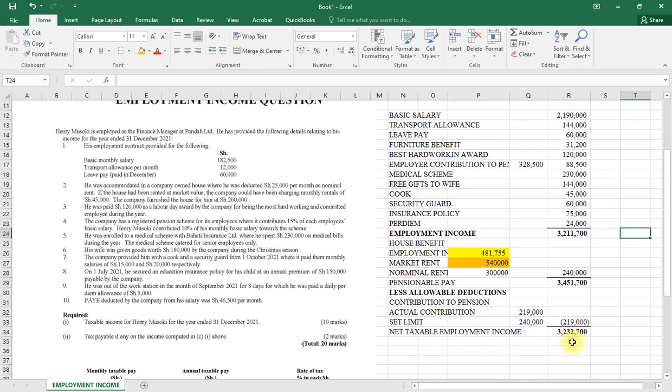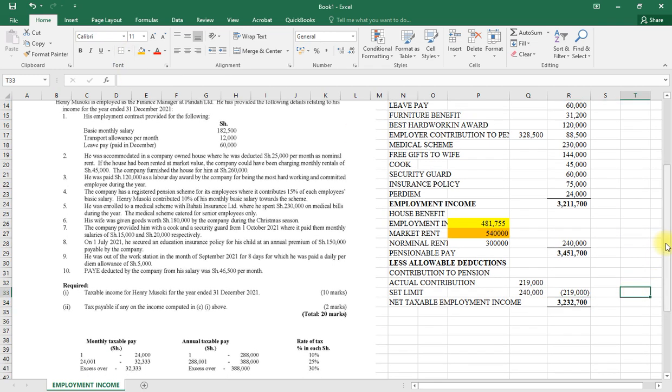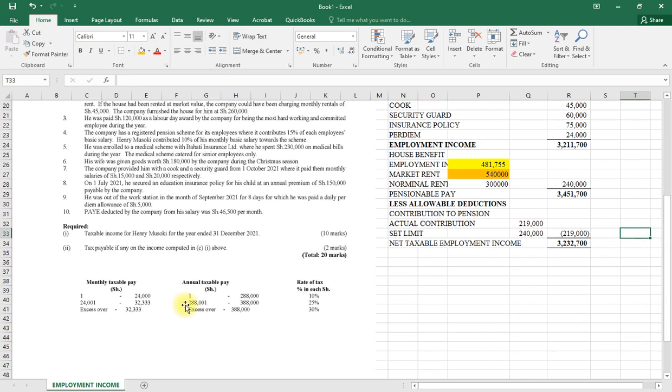So the next thing, I can close this again with the bottom border, because we are done with that. Number 2, we need tax payable, if any, on the income computed. So our Roman 2 here, tax payable.